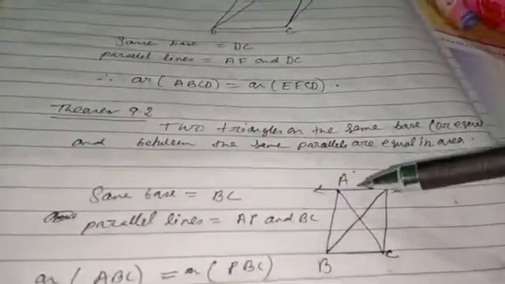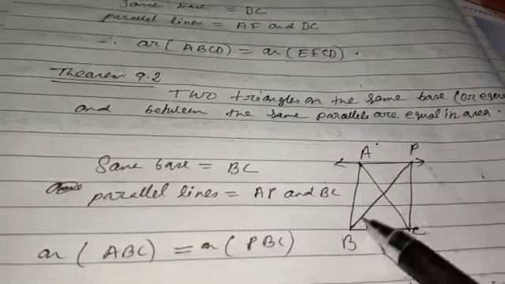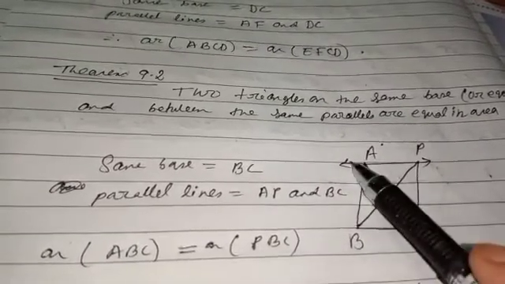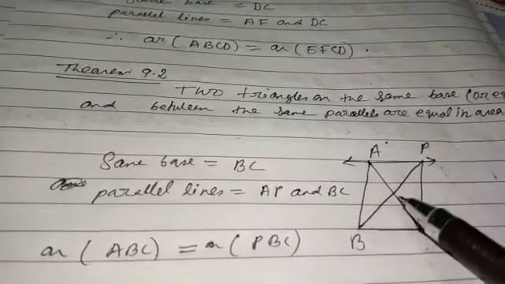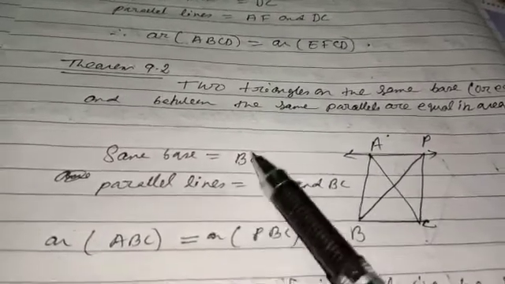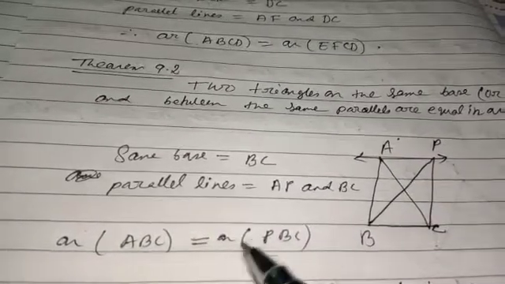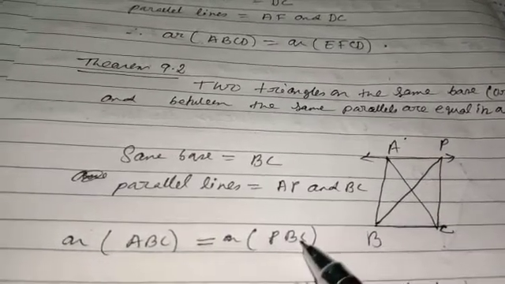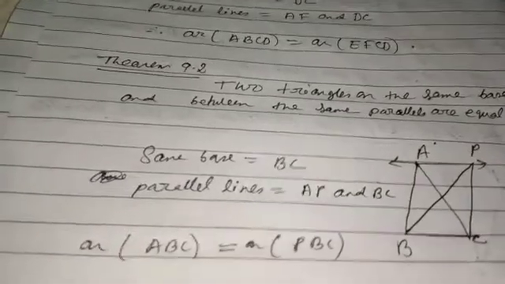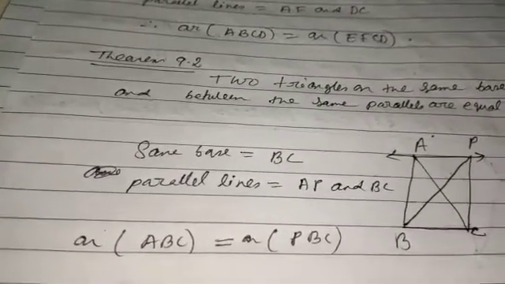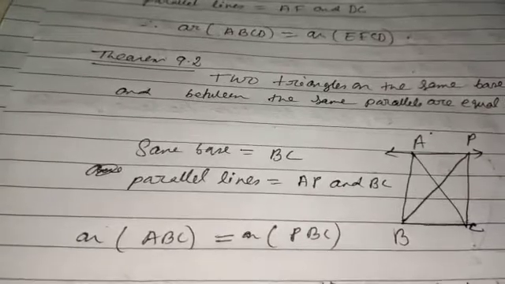Similarly, in this case you can see two triangles on the same base and between the same parallels. Suppose you can see triangles ABC and PBC. BC is the same base, and AP and BC are parallel, meaning between the same parallel lines AP and BC, with the same base BC. Then in this case also you can say that area of ABC is equal to area of PBC. Means if two triangles are on the same base and between the same parallel, their areas are equal.